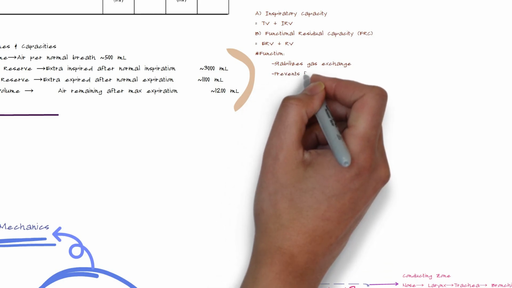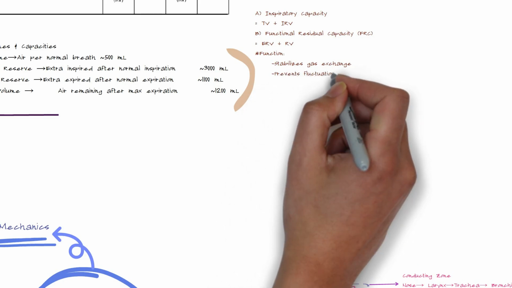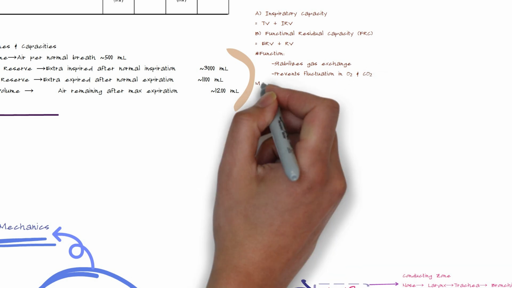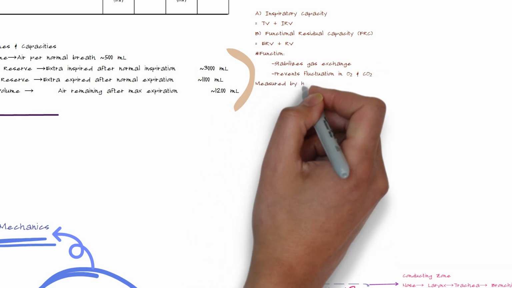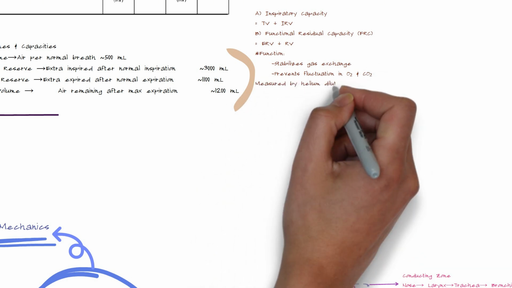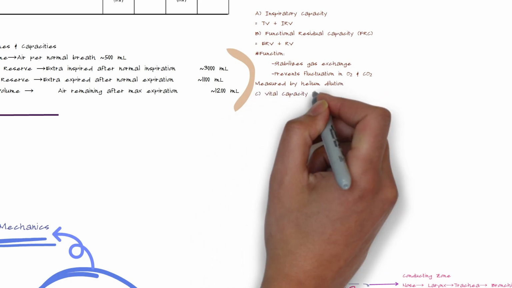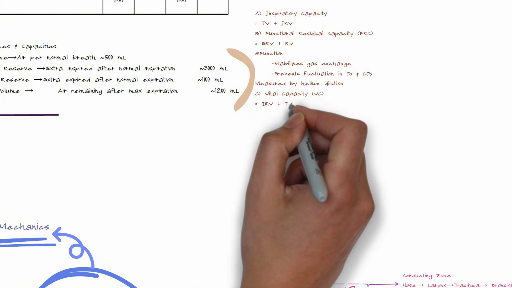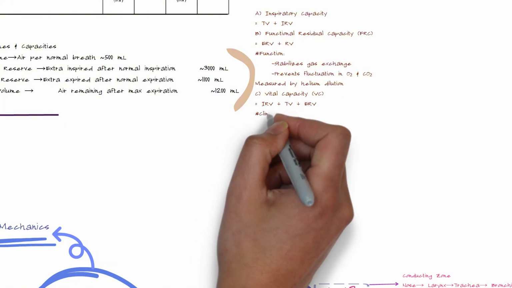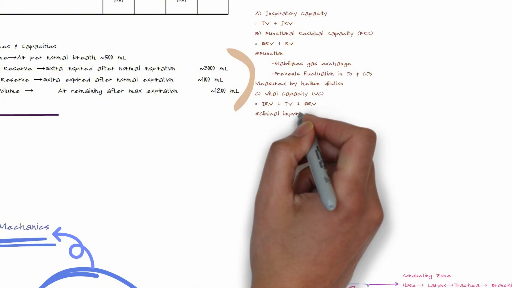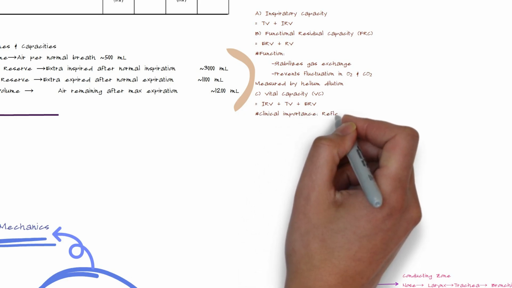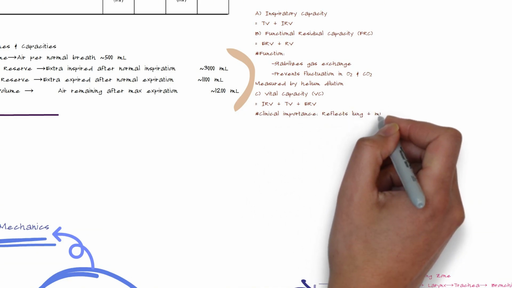The functional residual capacity is the volume remaining after the normal expiration. So if we expire normally, inside our lung we have two main volumes: the expiratory reserve volume and the residual volume, and this is important to stabilize the gas exchange and prevent large fluctuations in oxygen and carbon dioxide.